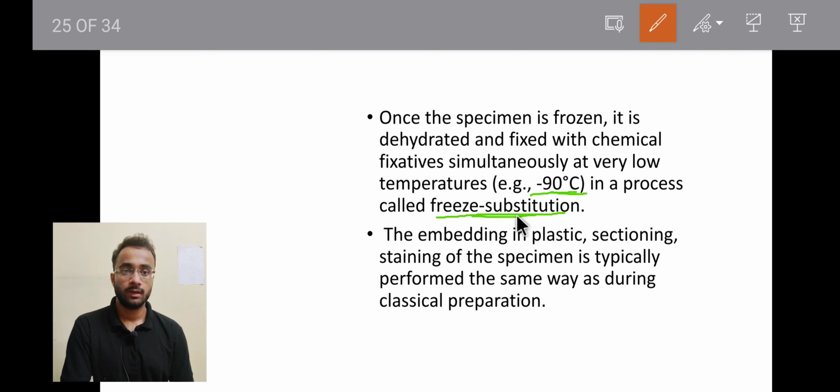First, we put our specimen in liquid nitrogen, then it is dehydrated with alcohol, and we apply some chemical fixatives to stop all the biological and physiological processes inside the cell or our tissue sample. Then comes embedding in plastic, and all the procedure is the same. The plastic we use is Epon or Araldite. Sectioning and staining of the specimen with uranyl acetate or lead citrate is typically performed the same way as during classical preparation.